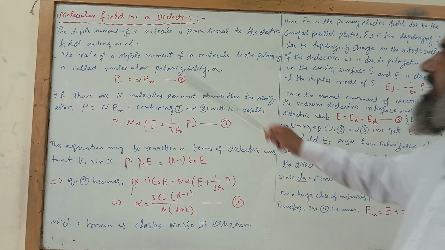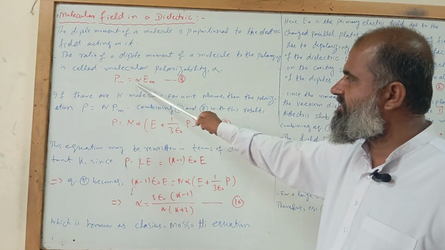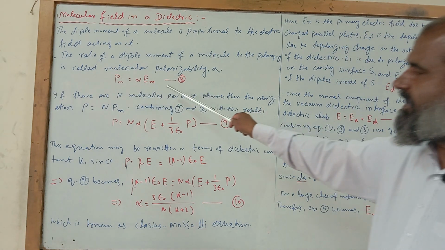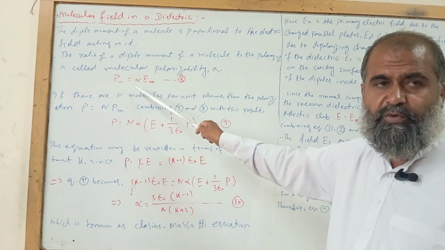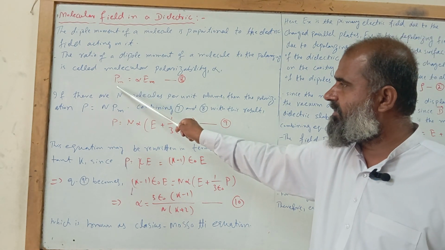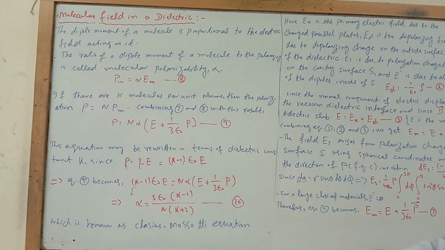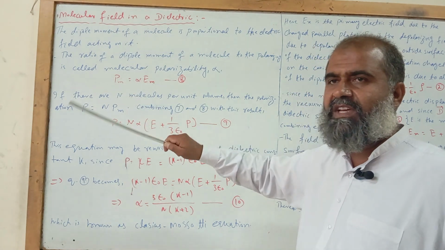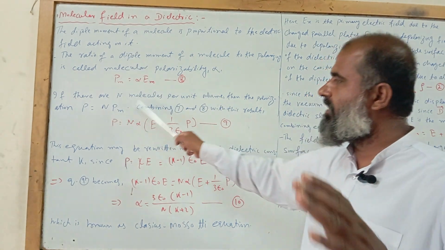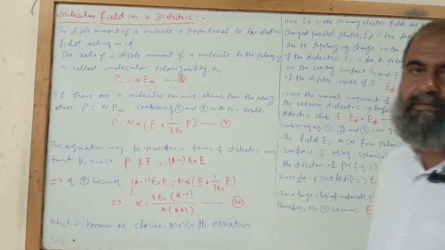According to this definition, the molecular polarization is directly proportional to the electric field E_m, and if you put a proportionality constant over here, then it will become P_m is equal to alpha E_m. And if there are n molecules per unit volume, then polarization P is equal to n P_m. This is the P_m for a single molecule, and if there are n molecules, then the total polarization P will be equal to n alpha E_m.